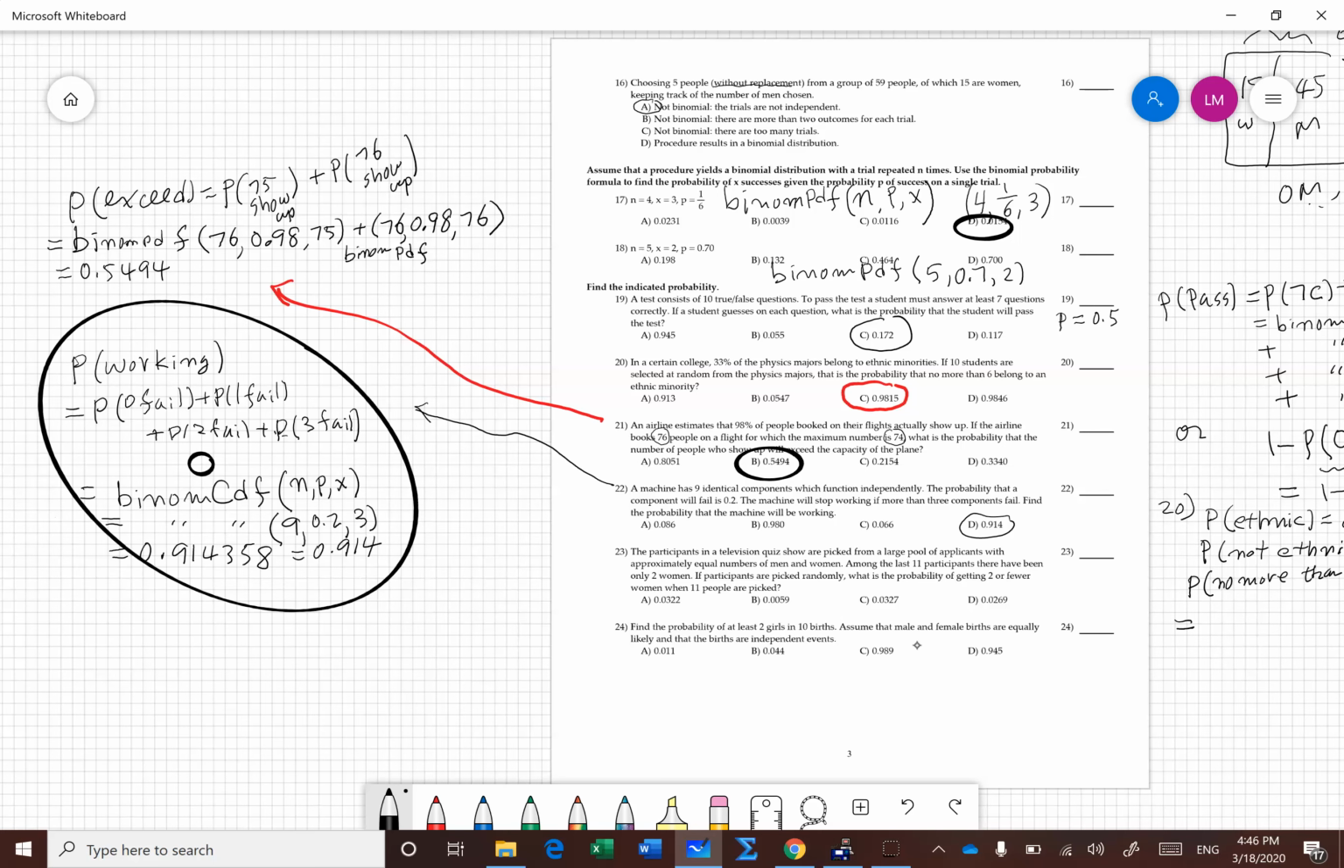Now let's look at this question. The participants in the television quiz show are picked from a large pool of applicants with approximately equal number of men and women. Among the last 11 participants, there have been only 2 women. If participants are picked randomly, what is the probability of getting 2 or fewer women when 11 are picked?